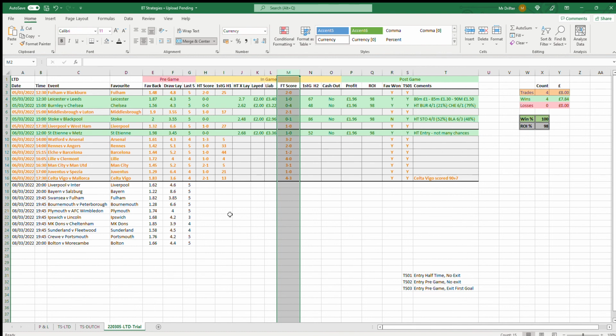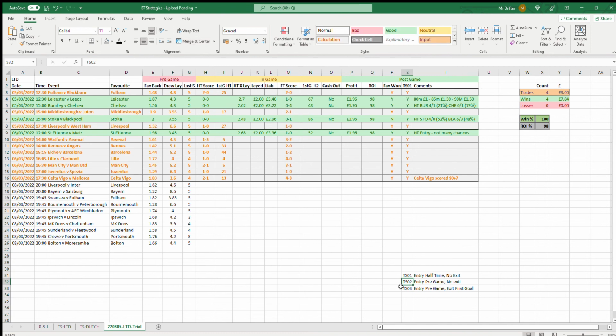But we'll see how we get on, and I'll come back in the next video. I'll show you around these ones. We'll get the games primed for tomorrow night, Wednesday night, and we might change the strategy a bit to the second one or the third one even. So where I enter pre-game, I just need to decide whether I'm going to have no exit strategy, or I'm going to exit as soon as the first goal goes in.